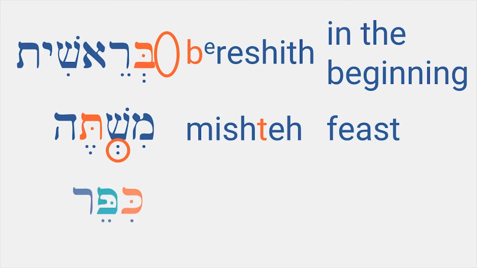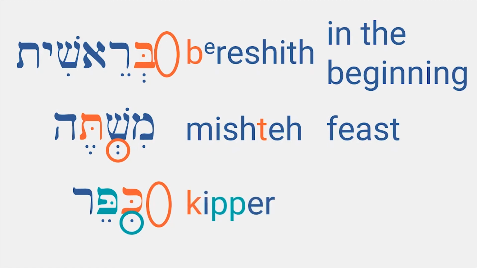And finally this word. The kaf is again preceded by nothing, so that is a Dagesh Lene. But the pe is preceded by a hirek, so that is a full vowel, and hence it is a Dagesh Forte, and it is doubled. You pronounce it as kipper, and it means he atoned.